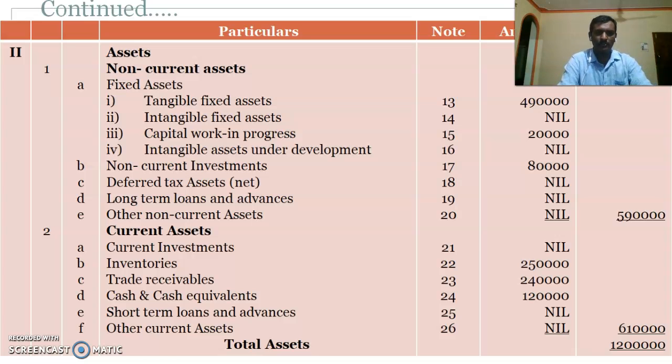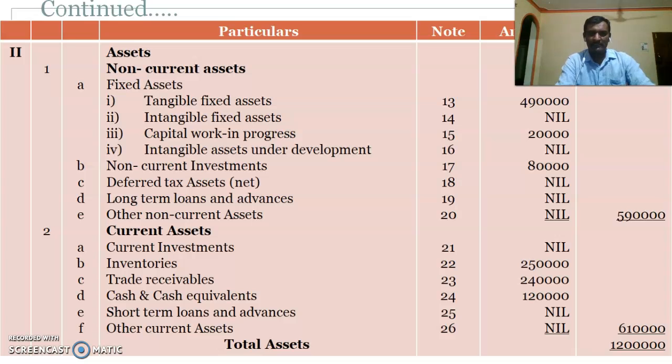Then we have to go to the next part of the assets, the current assets. There we have six items: current investments, inventories, trade receivables, cash and cash equivalents, short-term loans and advances, and other current assets. Out of these, we have got three pieces of information from the problem, and for all these items we have made a note and we have got the balances from those notes.